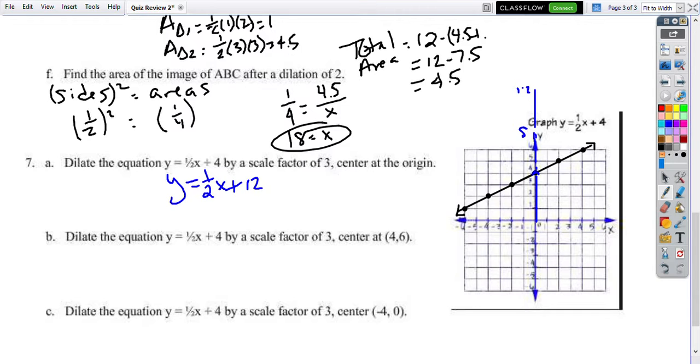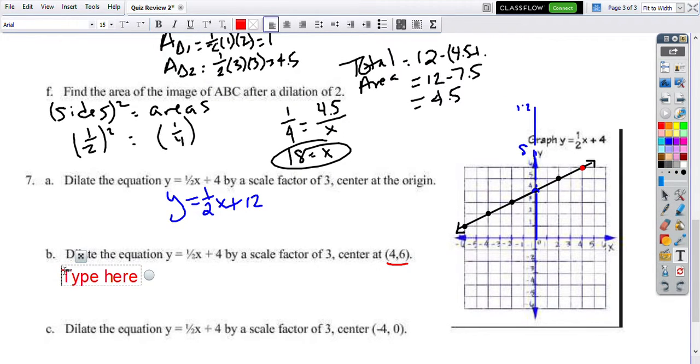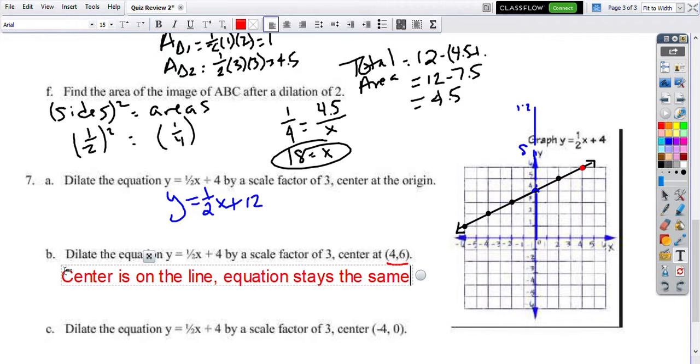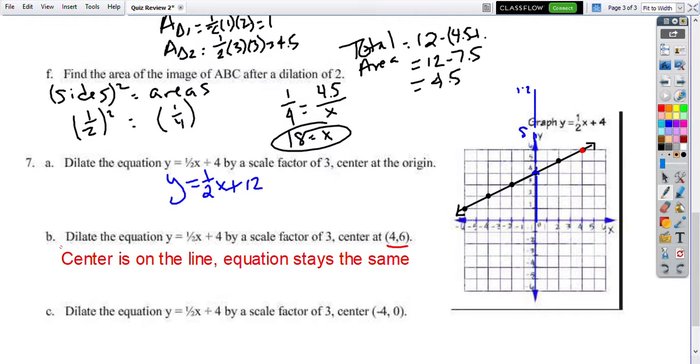Okay, second one. We have a center at the point 4, 6. So let's graph that. So 4, 6 is right there. This center is on the line, okay? So if the center is on the line, the equation stays the same. That's it. So the line is still, for our final answer, y equals 1/2 x plus 4. It doesn't change.